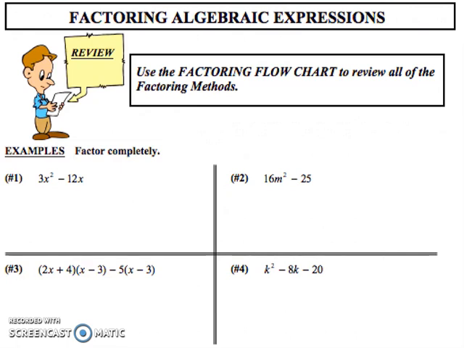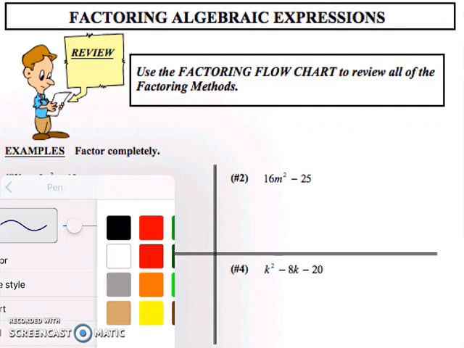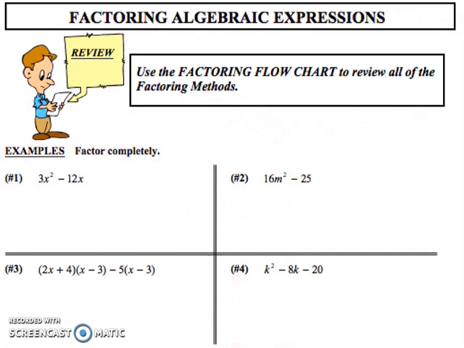Okay, so let's go through our review. Our job here is to factor completely. When we start with number 1, looks to me like we have a GCF. What do those two terms have in common? Well, for sure we can take out a 3 and an x. So when we take out a 3x, the first term is going to have an x left, and the second term is going to have a minus 4. And since x minus 4 is linear, we are done.